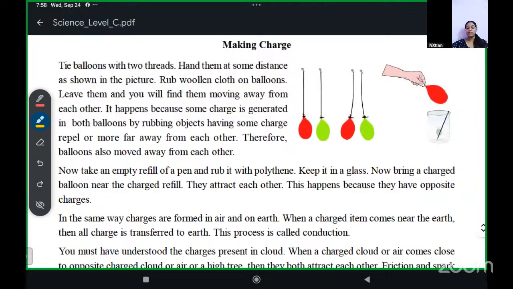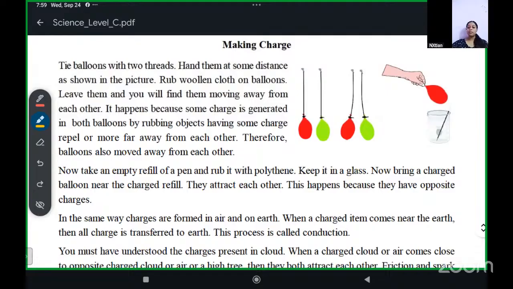Now take an empty refill of a pen and rub it with polythene. Keep it in a glass. Now bring a charged balloon near the charged refill. They attract each other. This happens because they have opposite charges.